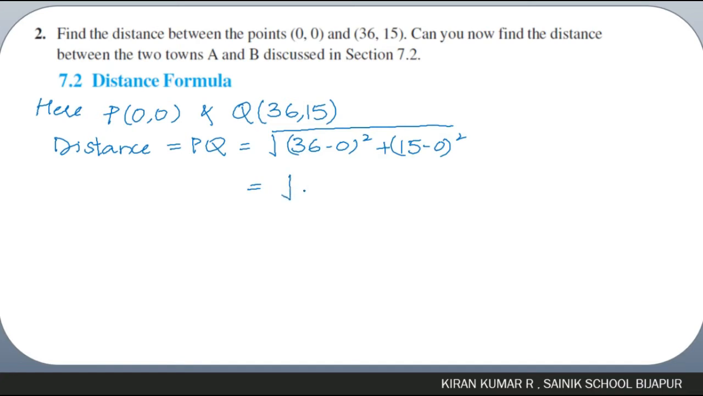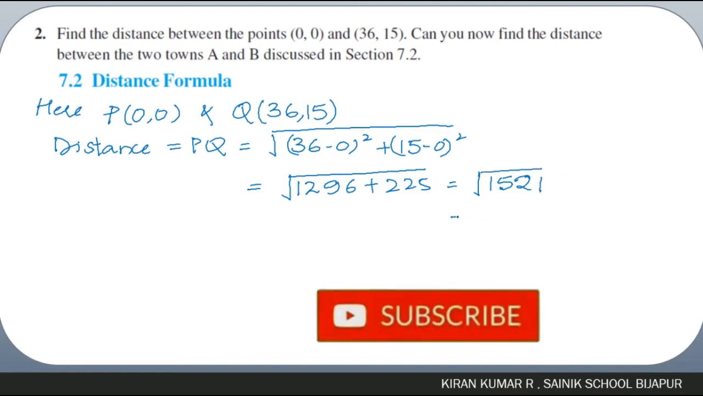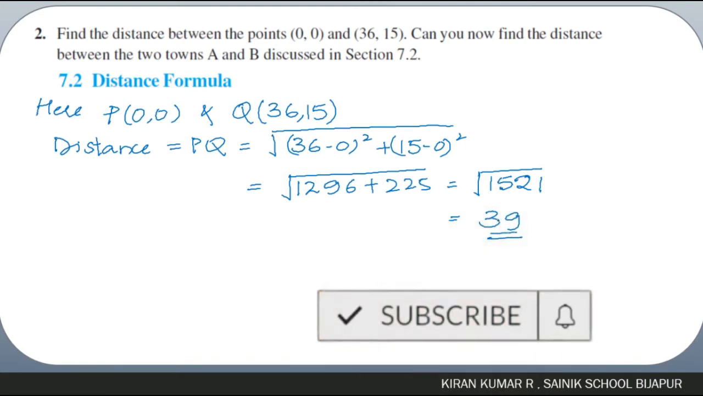So we get 36 square, which is 1296, plus 15 square, it's 225. We get it as 1521. 1521 is a perfect square. We get the root as 39.